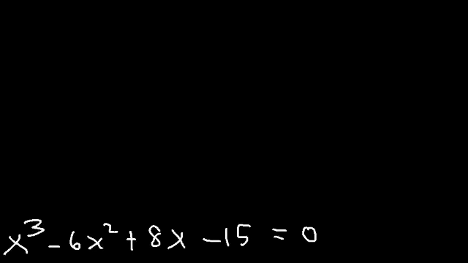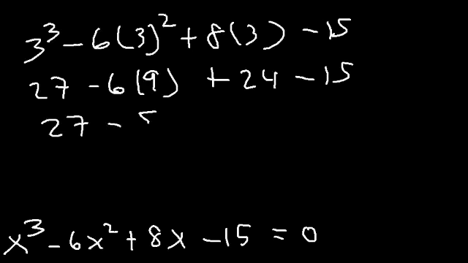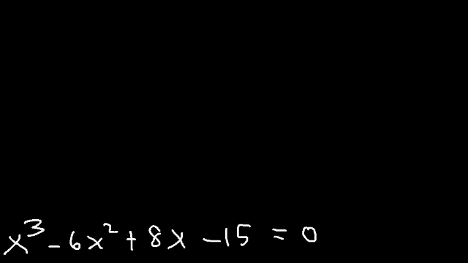Chances are negative 1 is not going to work either. Let's try 2. So we have 2 to the third power minus, actually 2 is not a factor. Let's try 3. 3 to the third power. 2 is not a factor of 15, so that's why we can't use it. 3 to the third power is 27. 3 squared is 9. 8 times 3 is 24. 6 times 9 is 54. 24 minus 15 is 9. So we can see that this is not going to be 0. Let's try 5.